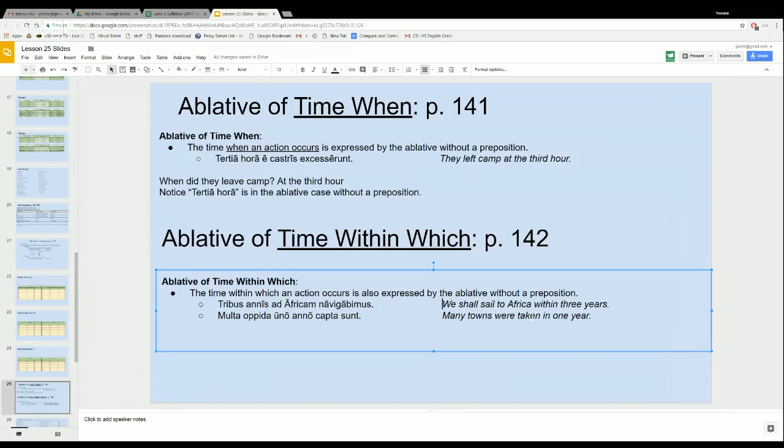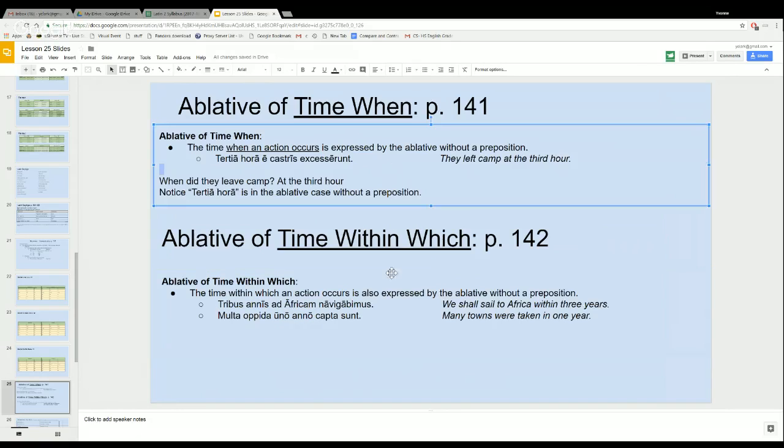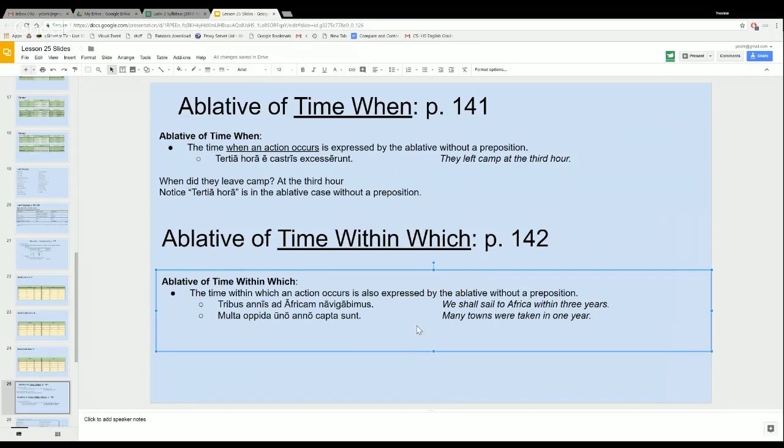Many towns were taken in 1 year. Notice that "within" or "in" gives a time frame that you've established here. But if you look at it over here, rebus annus, uno anno. The similarity between both of these is that they are ablatives without prepositions. How are you going to be able to tell which one is which?